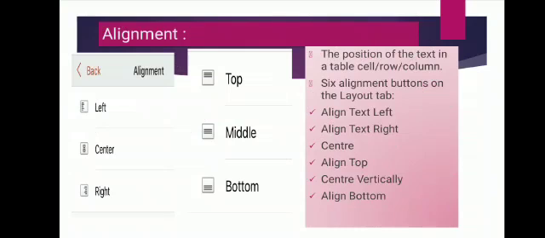It means if you want to start typing from the left corner, then you will select align text left. If you want to start your typing from the right side, you will select align text right. If you want to start from the center position, you have to select center. Similarly, if you want to start your typing from the bottom of the page, then you will select align bottom. Clear? So all the 6 alignment buttons work according to their names. This is as simple as it is.